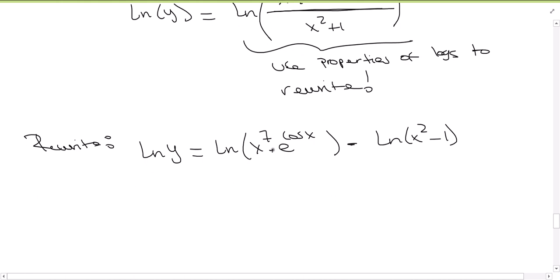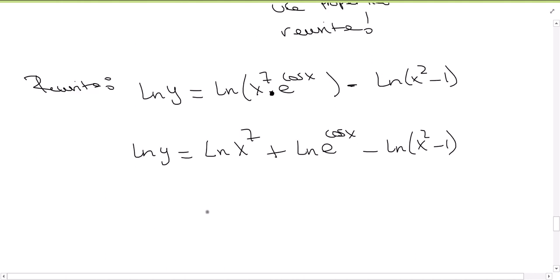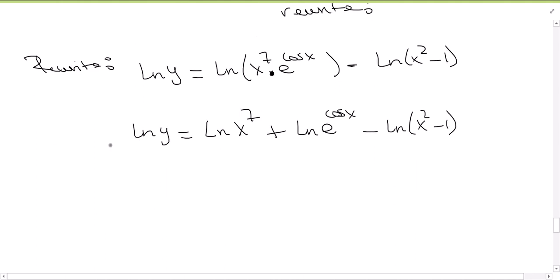And I have a product here. This is the same problem that we did in the previous video, but I'm just going to go over it again. So ln of x to the 7th plus, since any product becomes the sum of the two logs, natural log of e to the cosine x minus ln of x squared plus 1. And now we can use the property of logarithms. Notice that I am still rewriting. I have not taken any derivatives yet. I'm going to rewrite one last time to bring those exponents down.